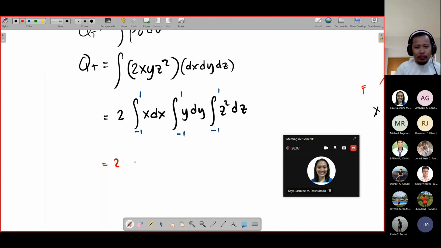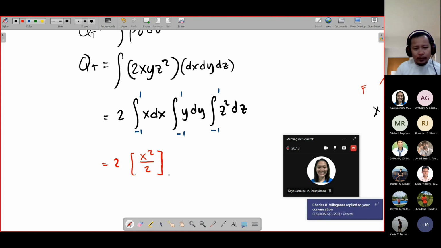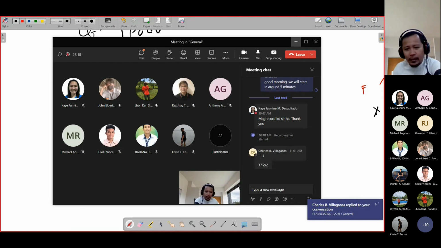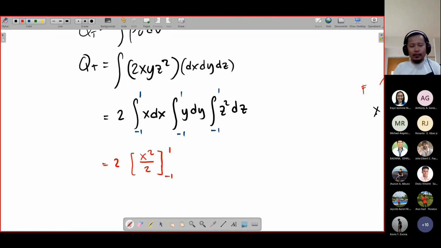Okay? This will be x squared over 2. Okay? X squared over 2 from negative 1 to positive 1. Then, y dy. So this will be y squared over 2. Okay? From negative 1 to 1. How about ang z squared? So this will be z cubed over 3. Okay? From negative 1 to 1.